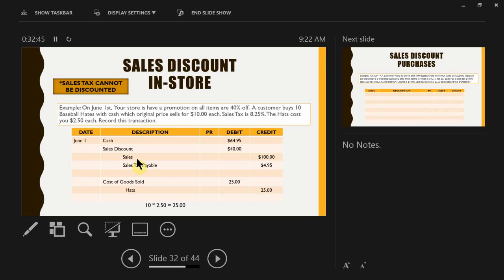Now, like I've mentioned before, that's what it cost me, $2.50. I'm not going to be discounting the cost it originally cost me to sell these items. All right, I'm only discounting my selling price. Okay? So in this case, it cost me $25 to sell 10 hats. Okay? And that's it.